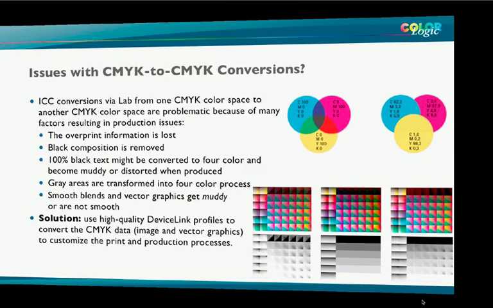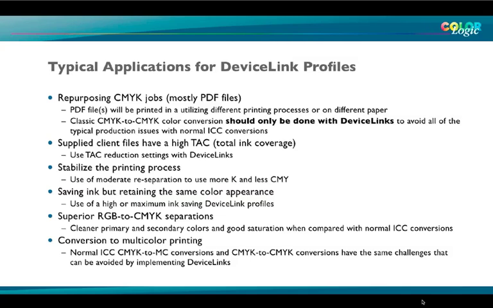If you think of the typical applications for DeviceLink profiles, where do you use them? There are a lot of examples here, but the very typical one is the repurposing of CMYK jobs. Mostly these are PDF files, so assume you have a PDF document which is produced for a Fogra color space, but your client demands that you print it on a coated web paper, grade 5, so SWOP 5 process. So you need to do a CMYK-to-CMYK conversion. That's a very classical use case for DeviceLink profiles, because CMYK-to-CMYK should only be done with DeviceLinks. Otherwise, you'll have the issues that I mentioned before in my slide.